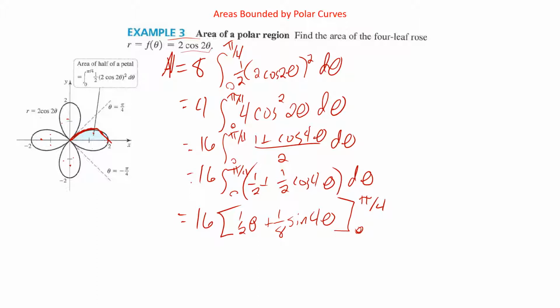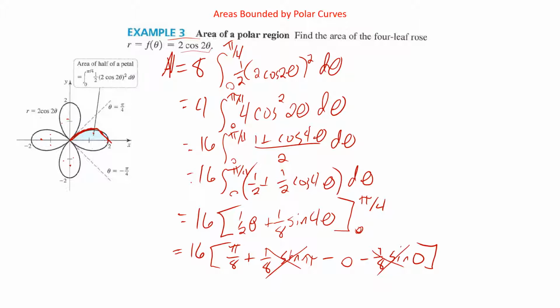We can plug in pi over 4 now. So we're going to get 16 times 1/2 pi over 4 will be pi over 8 plus 1/8 sine of 4 times pi over 4 is just sine of pi, and then minus, plug in 0, that'll be 0 minus 1/8 sine of 0. Let's see, sine of pi is 0, so that goes away. Sine of 0 is 0, so that goes away. So this is just pi over 8. 16 times pi over 8 is 2 pi. So this flower has an area of 2 pi.